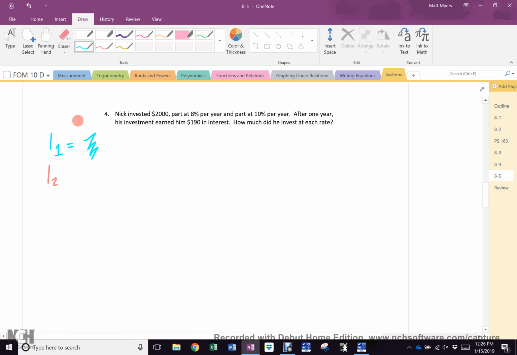Lightning bolt. Lightning bolt. Half a Christmas tree. And what would you like to do for the other investment? A heart. A heart.